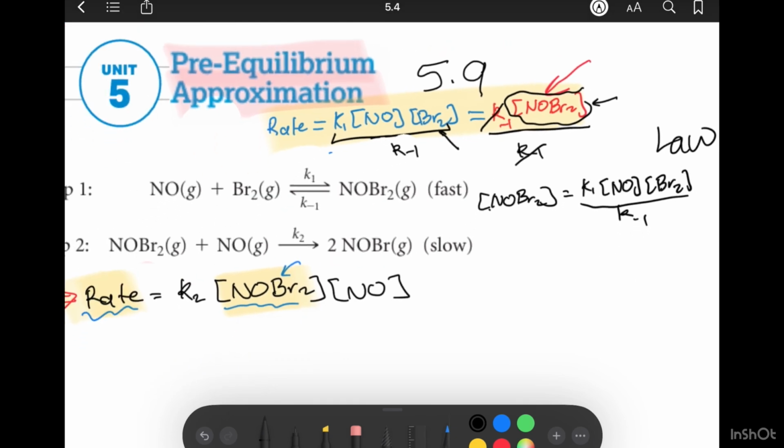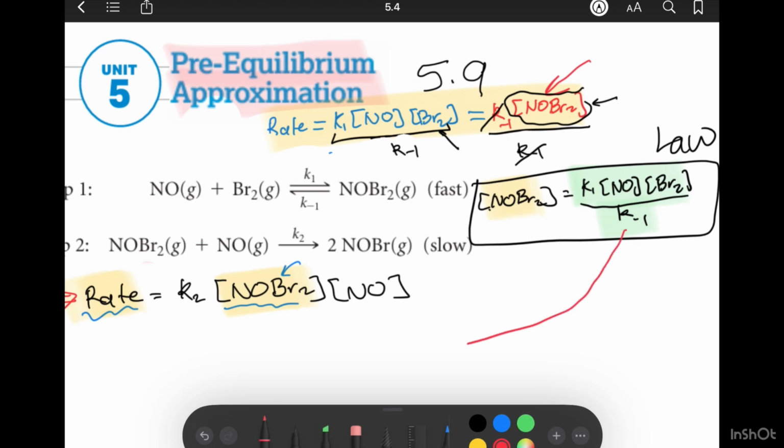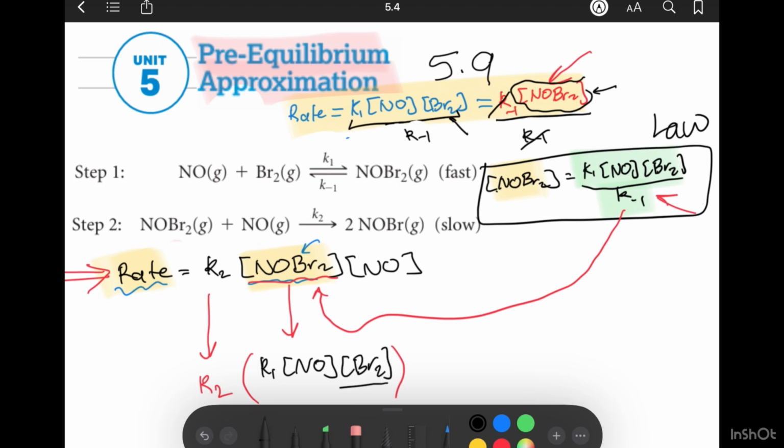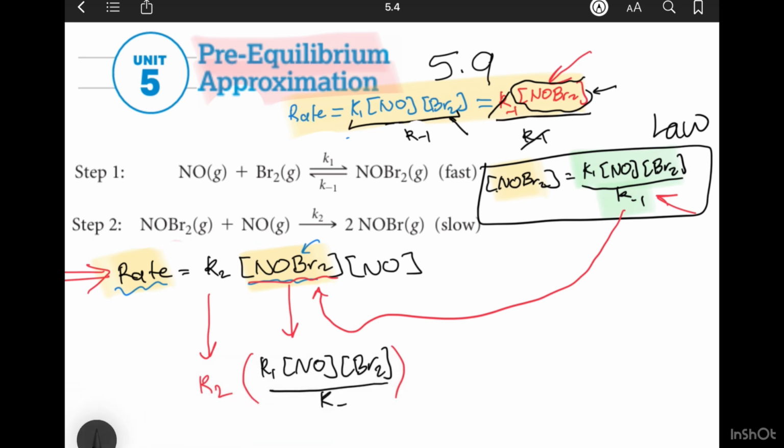So instead of writing NOBr2, the troublemaker in here, I say it equals this magnitude. I will take this magnitude and substitute it instead of the NOBr2, highlighted in green. But we have to write k2, the same thing, and open a bracket. We put the terms that represent NOBr2: k1 [NO][Br2] over k-1. Then we put the NO as it is.